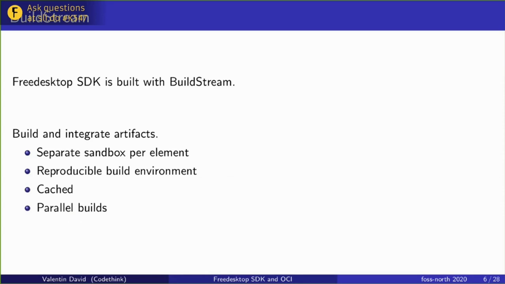Freedesktop SDK is built with BuildStream. Not built on, it's built with. This is a tool to build. This allows us to build different elements in separate sandboxes. What we call an element is every piece of software. For example, let's say GDB is built separately from glibc. It's not the same sandbox.